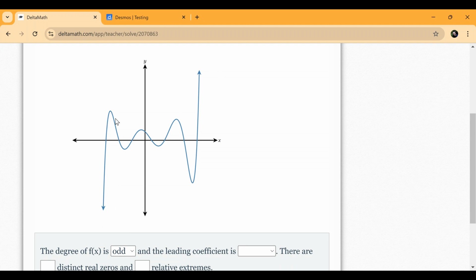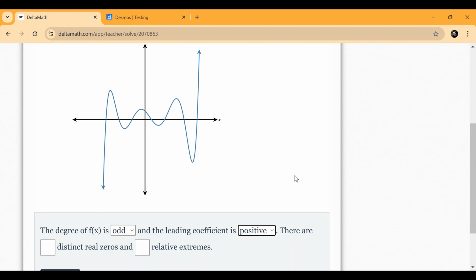1, up, down again is 2, up again 3, down again 4, up again 5, down again 6, up again 7. That would be an odd degree. Where do we end up? We end up pointing up, so this is a positive leading coefficient. There are how many distinct real zeros? 1, 2, 3, 4, 5, 6, 7. 7 distinct zeros here. And how many relative extremes?